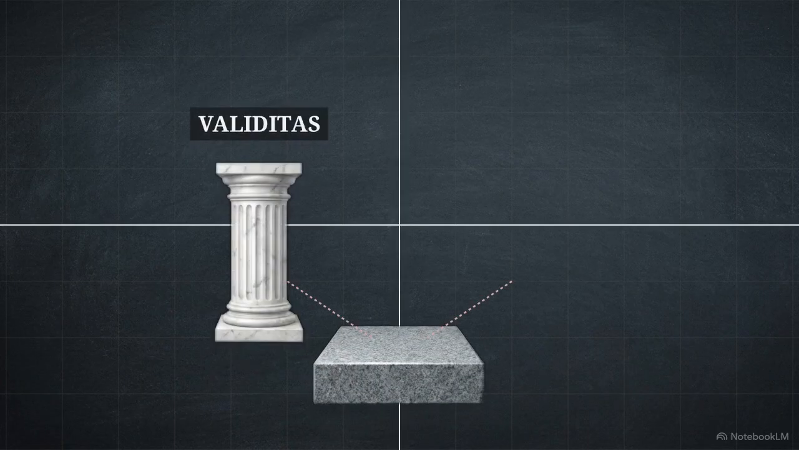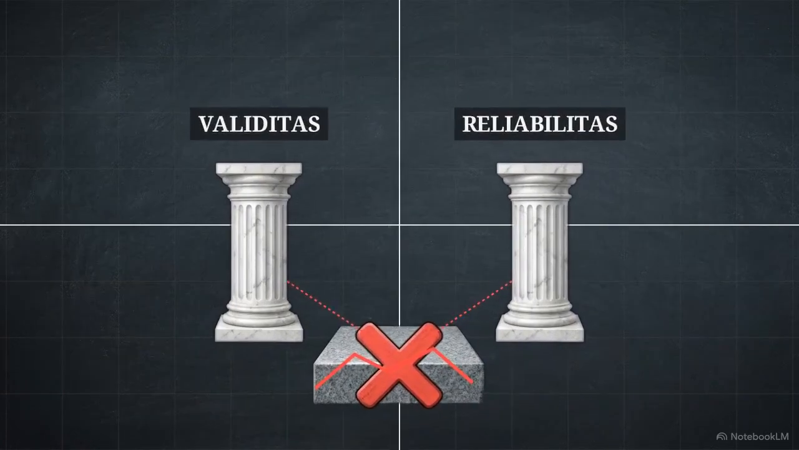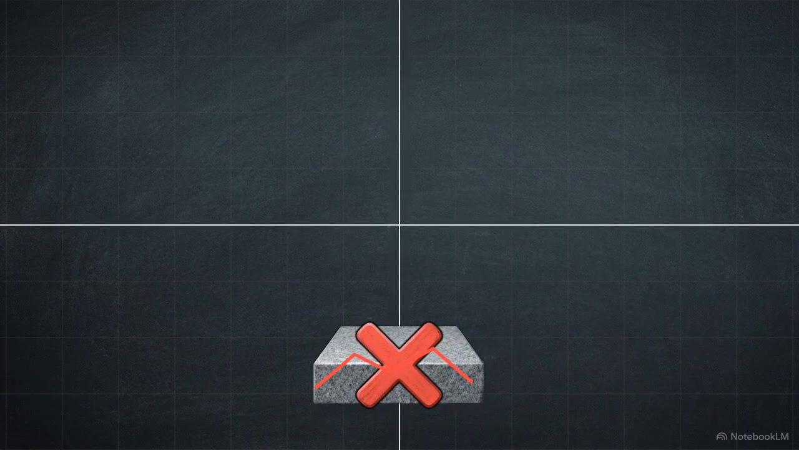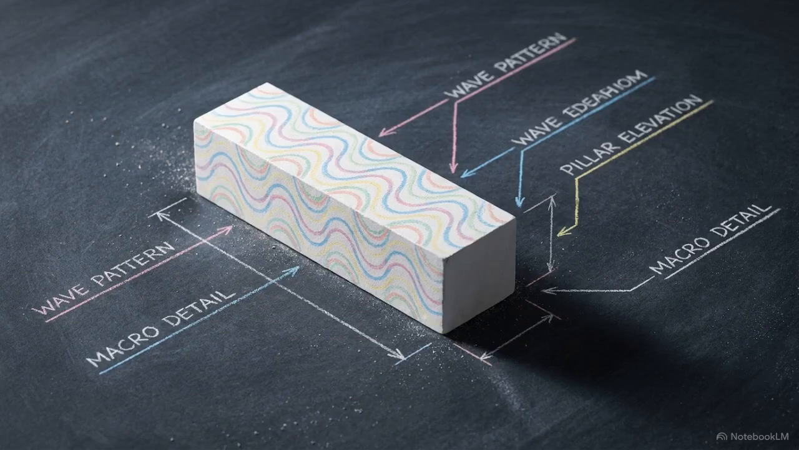The two measurement pillars, validity and reliability, rest on the base layer of ethics. If this ethical foundation fails, the pillars instantly shatter. The metrics lose all meaning if the study's moral integrity is compromised. High-quality research is the result of the deliberate intersection between exact science and strict morality. We begin with the first pillar, reliability.